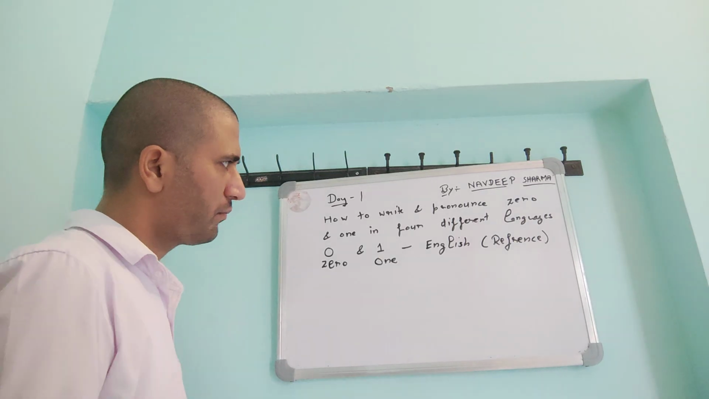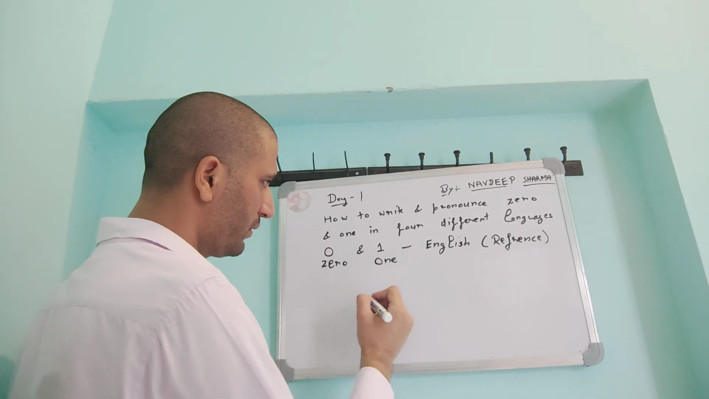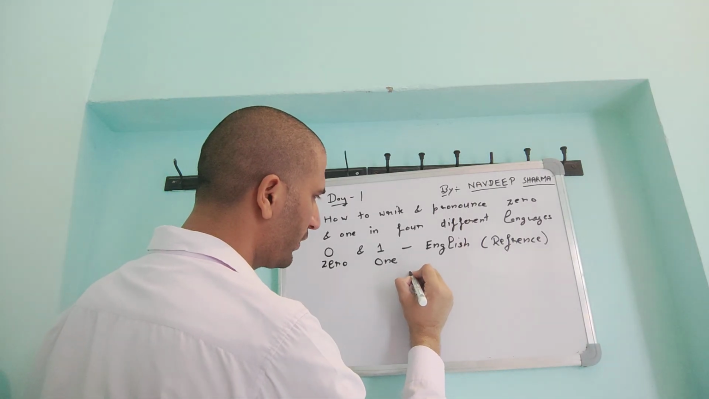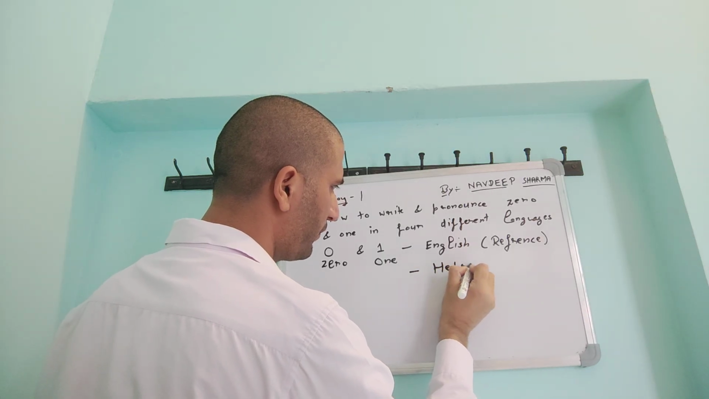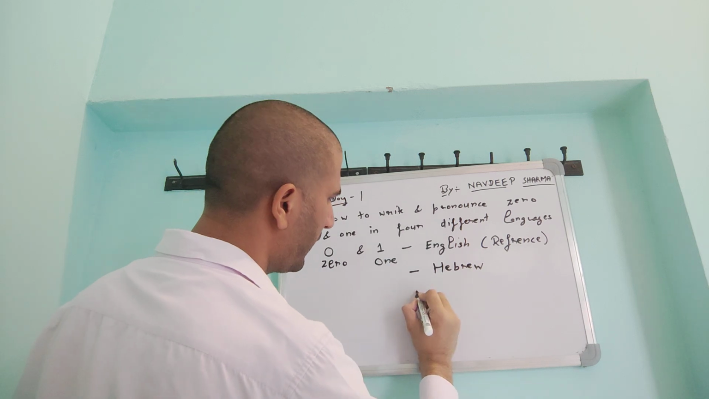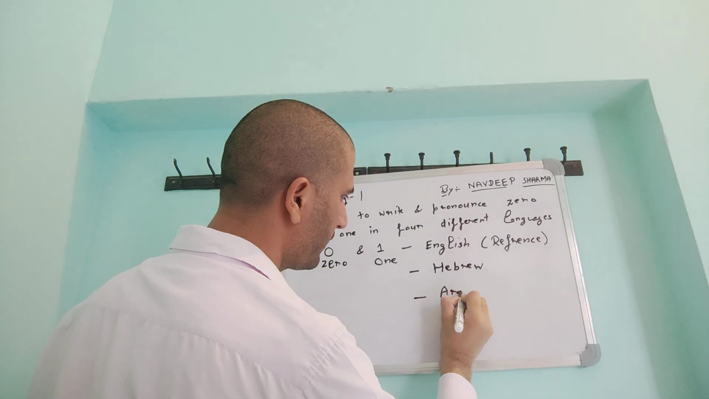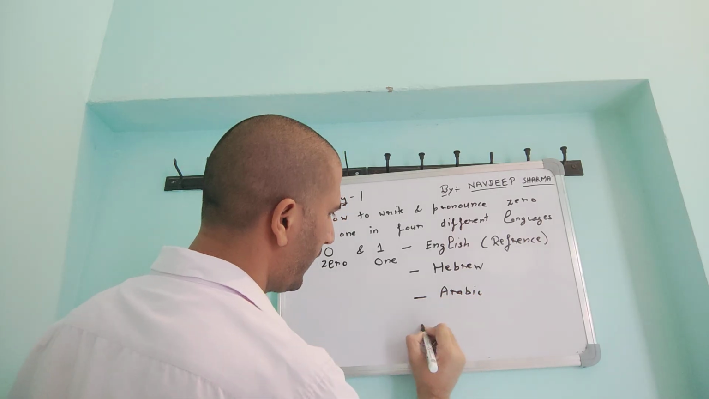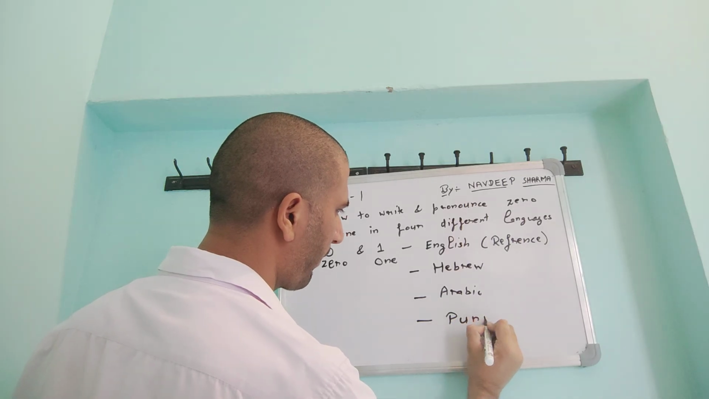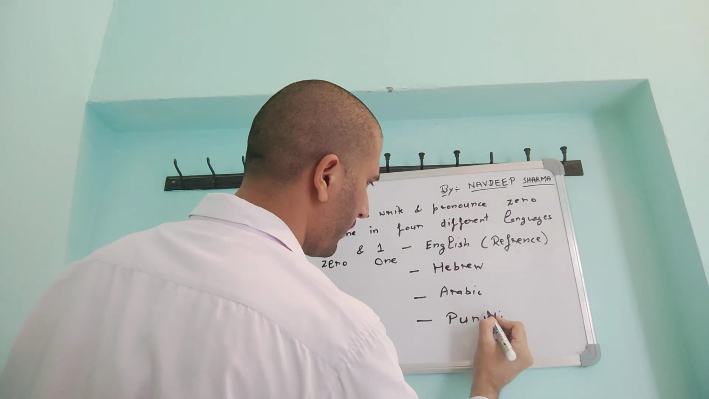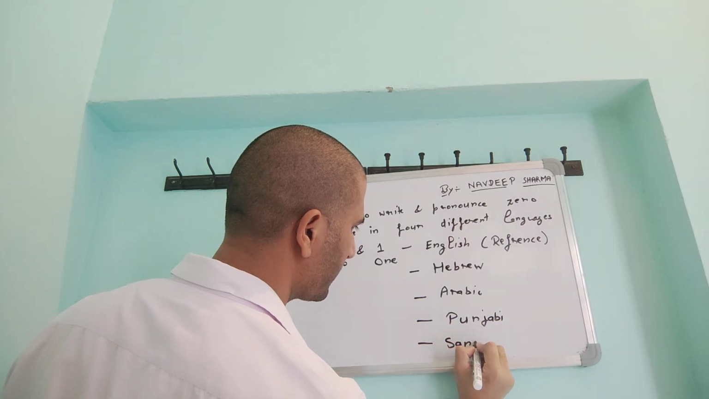Now come to the 4 different languages in which we can denote 0 and 1. First we will denote it in Hebrew, and next we will denote it in Arabic, and then we will denote it in Punjabi, and at last we will denote it in Sanskrit.